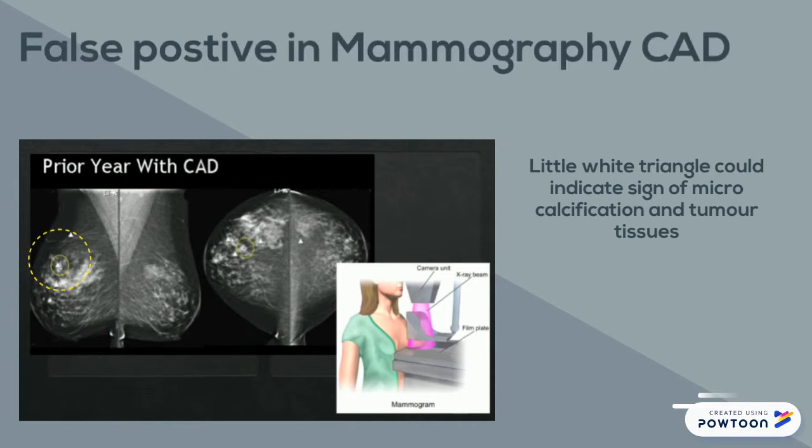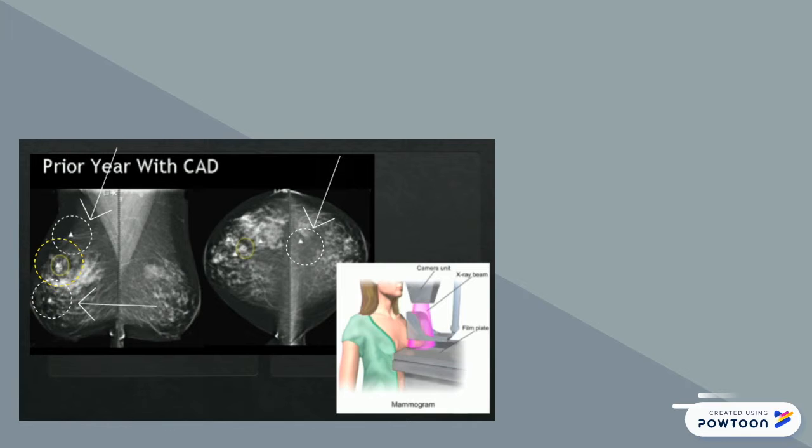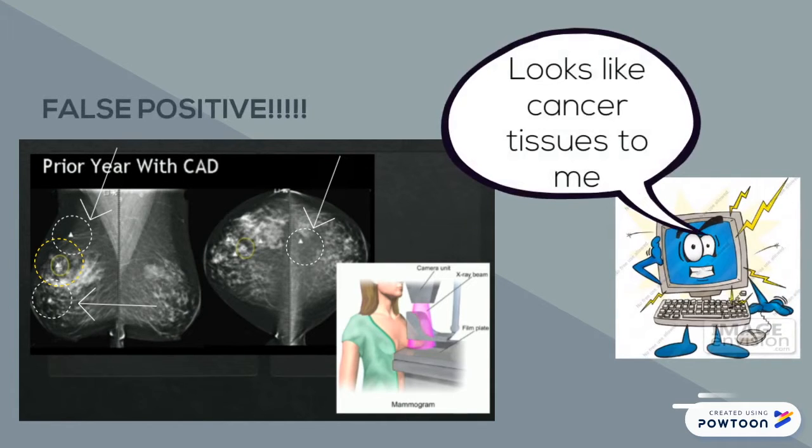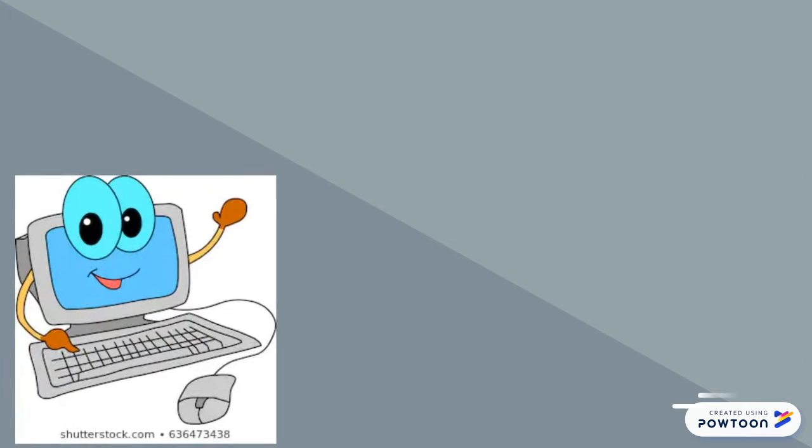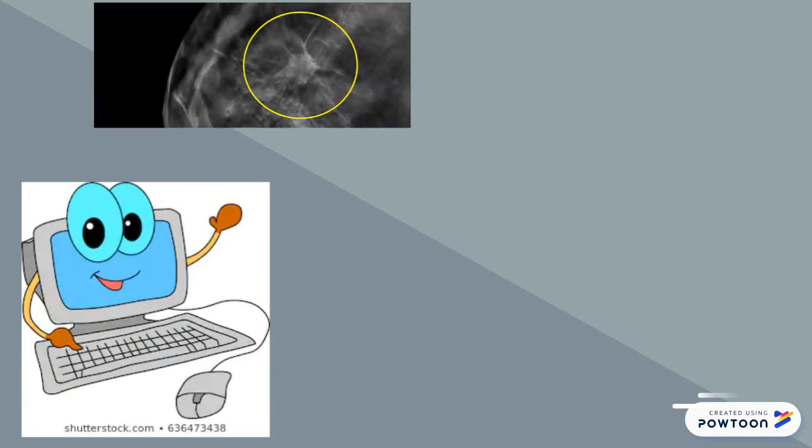However, on the left image, you can see that there's a yellow circle around the white triangles, and that was actually placed there by radiologists, and they represent cancer tissues. However, as you can see, there are also many other little white triangles on the image, and if the computer picked these triangles up and identified them as cancer, this is what we call a false positive. And due to this, the CAD system for mammography is not that great.